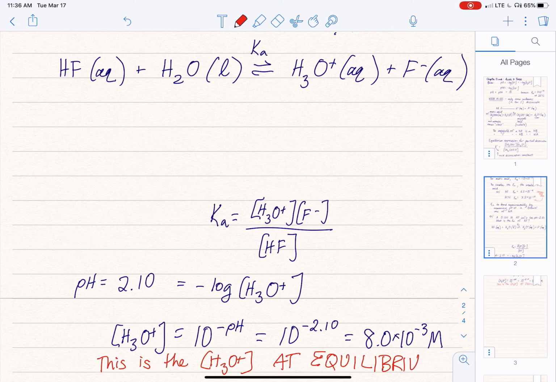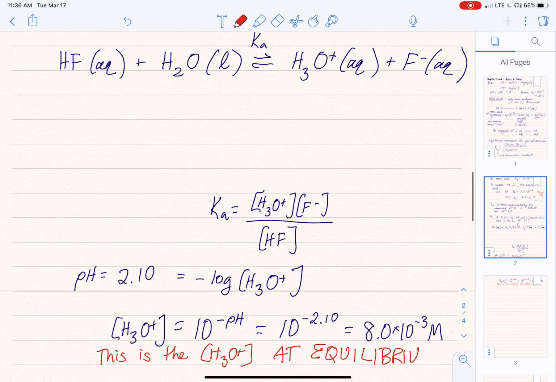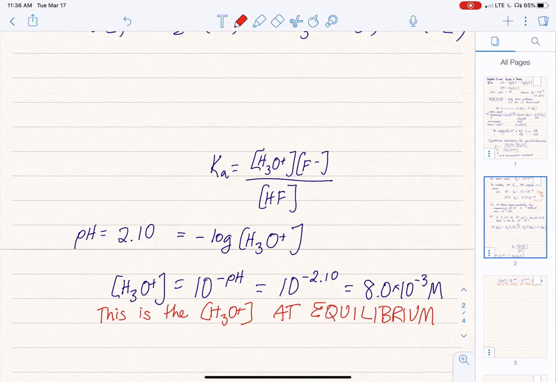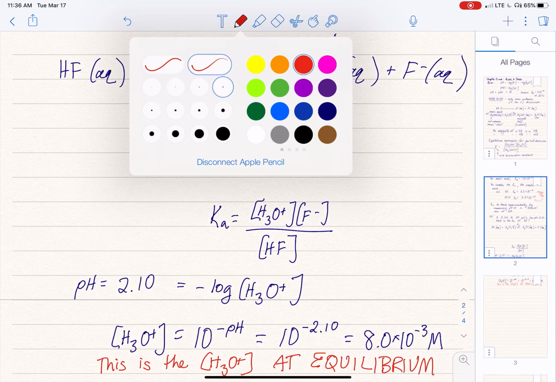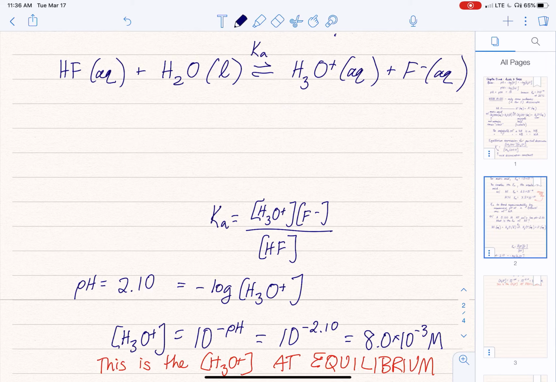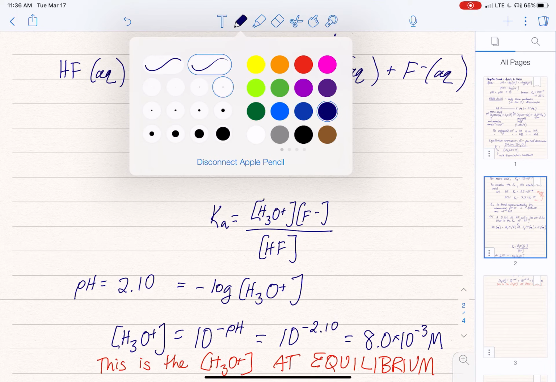So the pH is always telling you that. Okay, so it won't let me write the N because I guess I'm too far over. Let's see, equilibrium. There we go. All right, I have an equilibrium concentration. So now what I'm going to do, I'm going to change the color to make this more obvious.